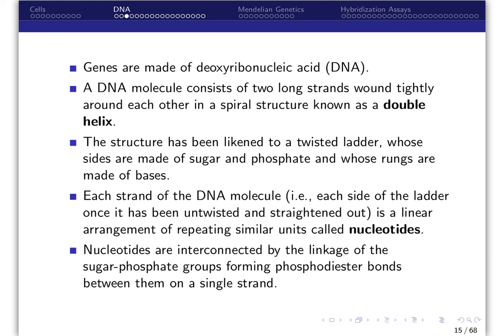Genes are made of deoxyribonucleic acid, or DNA. A DNA molecule consists of two long strands wound tightly around each other in a spiral structure known as a double helix. The structure has been likened to a twisted ladder whose sides are made of sugar and phosphate and whose rungs are made of bases. Each strand of the DNA molecule, that is, each side of the ladder once it has been untwisted and straightened out, is a linear arrangement of repeating similar units called nucleotides.